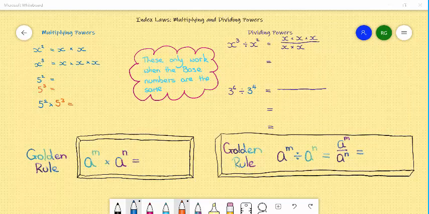There are a number of index laws and today we're going to look at two of them. You might be able to see them already as golden rules at the bottom of the screen. Firstly, we must remember a couple of key points. If we look to the left of the screen, you can see that section where it says multiplying powers. Now, this only works when the base numbers are the same. So that's worth keeping in mind.